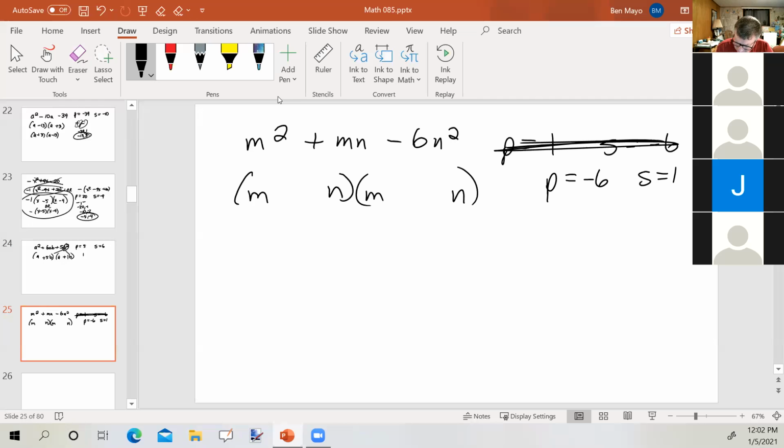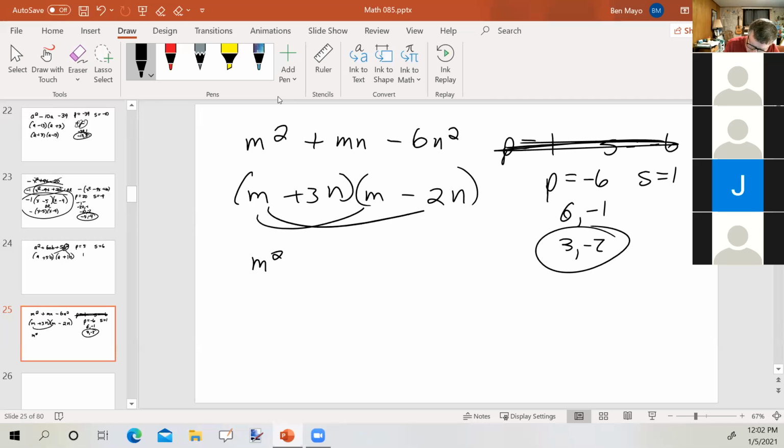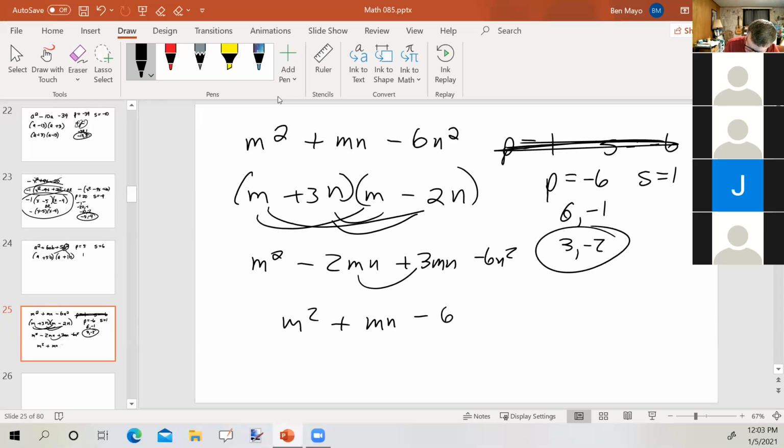Product -6. Well, the sum is positive, so I've got to have a positive and a negative, and the positive's got to be a little bit bigger. So 6 and -1, 3 and, oh, how about that? 3 and -2. Does that work? So +3 minus 2. Let's check our work. There's m squared minus 2mn plus 3mn minus 6n squared, combining like terms, m squared plus mn minus 6n squared. So it checks.